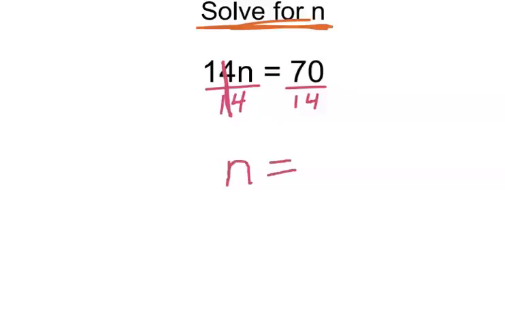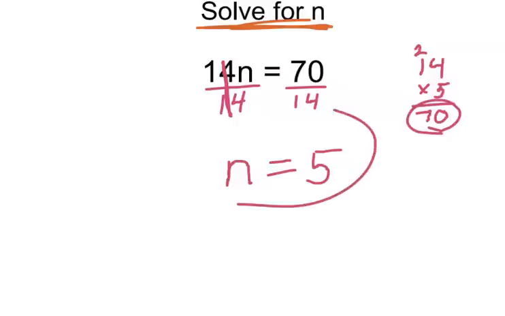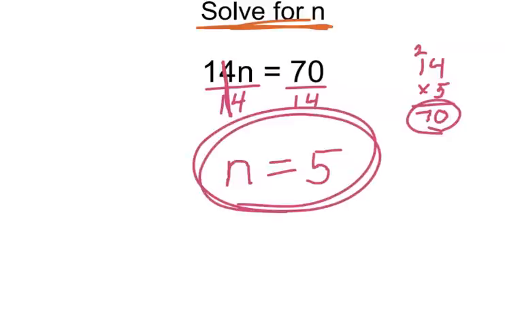And then we've got to do 70 divided by 14. How many times does 14 go into 70? And I wonder if it even goes in evenly. Well, yeah, it does. So if we do 14 times 5, 5 times 4 is 20. 5 times 1 is 5, plus 2 more is 70. So there we go. So n equals 5. So 14 times 5 equals 70. So n equals 5, and that's how we solve for it.